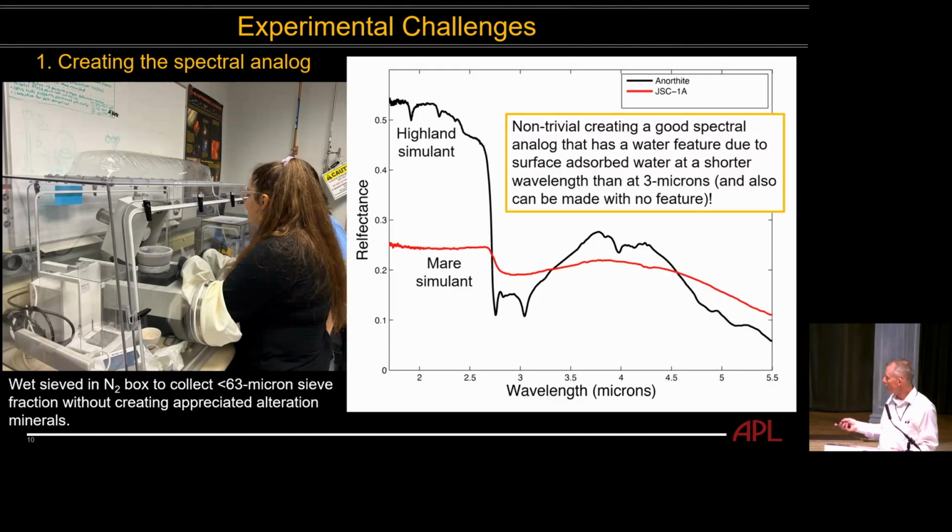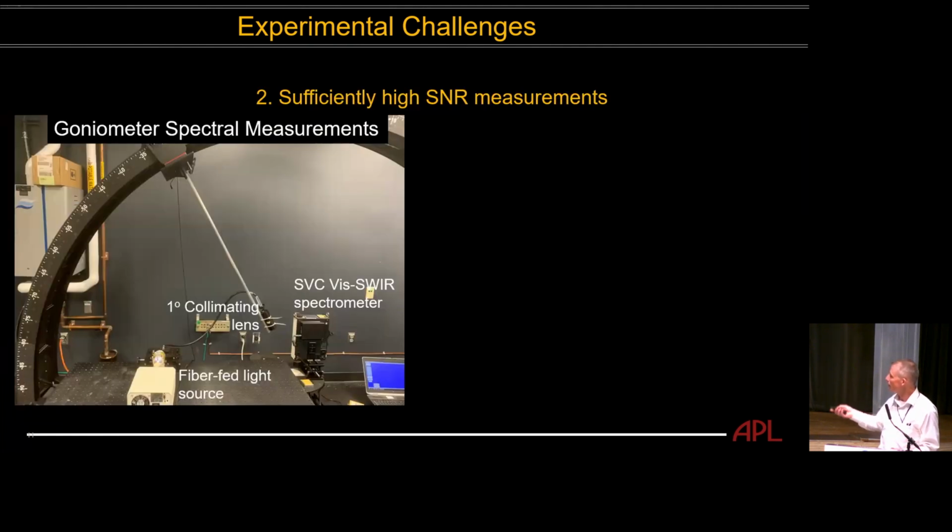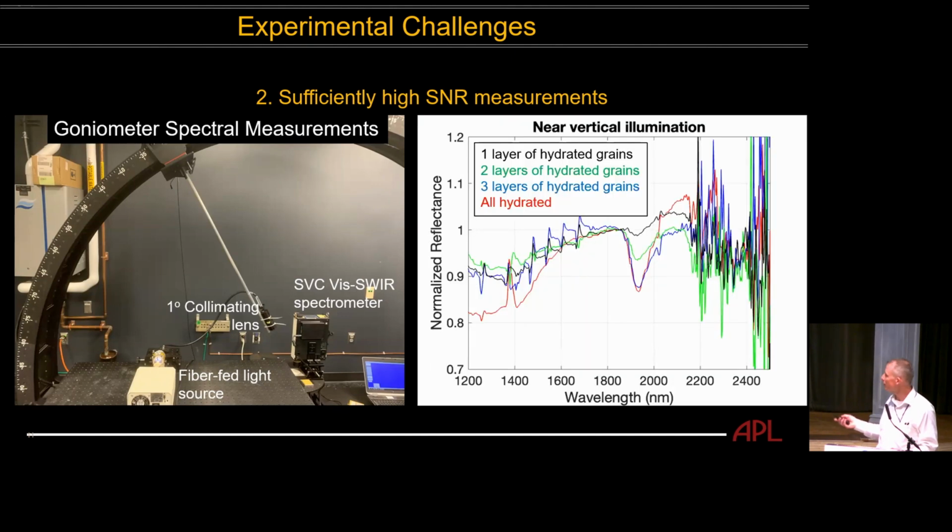But we did a careful experiment using well-characterized simulants. We picked some that had an absorption band here at 2 microns, because we can't use 3 microns very easily, but that's a fine proxy. And we used a goniometer, so we could explore a range of incidence and emission angles. We explored 1, 2, 3 layers of hydrated grains, as well as all hydrated. We had SNR noise issues, of course.